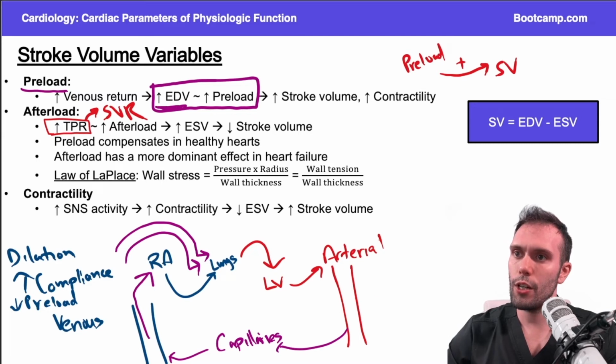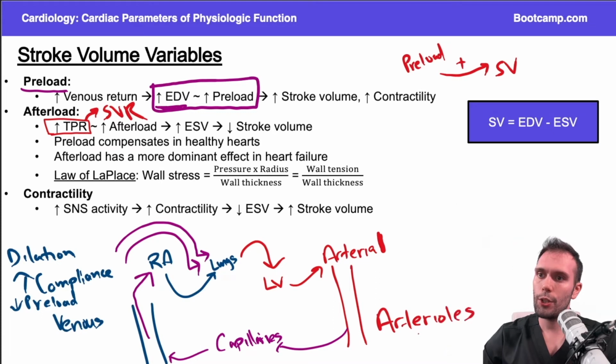So here's my arterial side, right? So this is going to be the arterial side. And when I'm thinking about afterload, I want you to think more about the arterial side over here. If I increase the total peripheral resistance, I'm going to do that at a very specific area. It's going to be at the arterioles. Okay, and that's particularly high yield to remember. So the total peripheral resistance is really going to be dictated by the arterioles here.